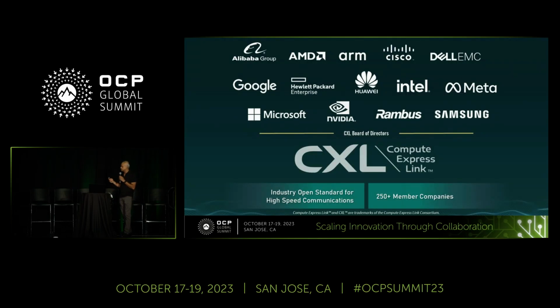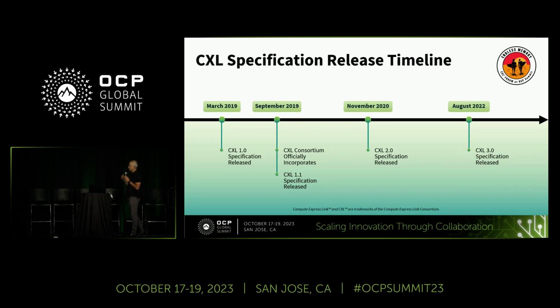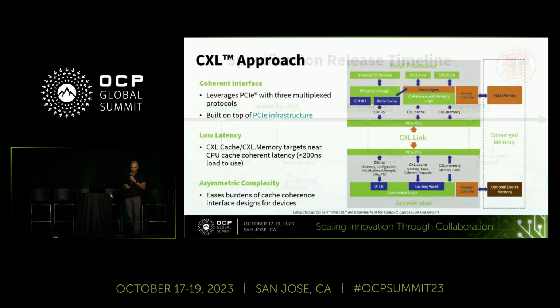Just from a quick consortium perspective, the board of directors are here. If you look into what CXL has done from an ecosystem perspective, you're bringing all of the compute companies, all of the memory companies, all of the accelerator companies, and pretty much all of the PCI Express ecosystem together to drive this open standard for high-speed communications. And that's a pretty good place to be. The consortium is growing with more than 250 member companies. From a specification perspective, in August 2022, we defined the CXL 3.0 spec. The 3.1 spec is on its way pretty soon, so a good steady cadence of spec delivery from the consortium.